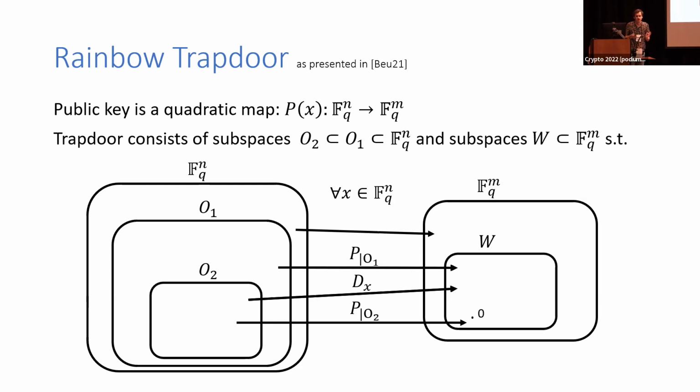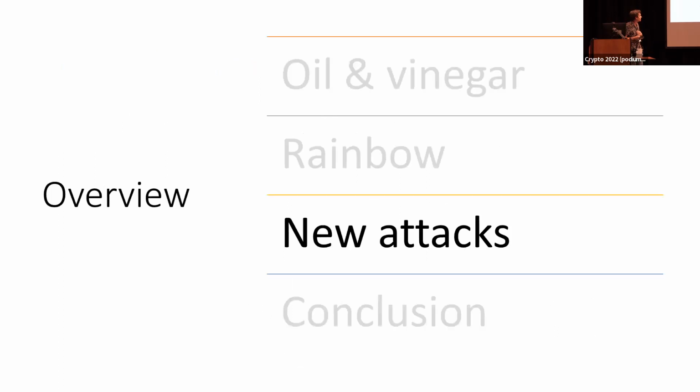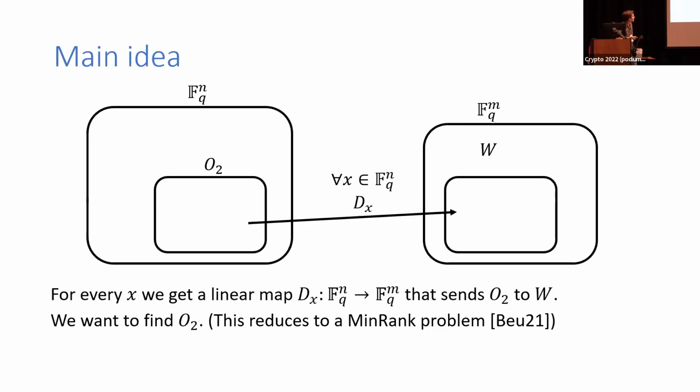I'm not going to explain in detail how it works, but basically you use the oil and vinegar ID first to sample a pre-image that is correct up to a vector in W, and then you use the oil and vinegar ID again with O2 to get a pre-image that is correct exactly. But that's not too important for us right now. So now I'll talk about the attacks.